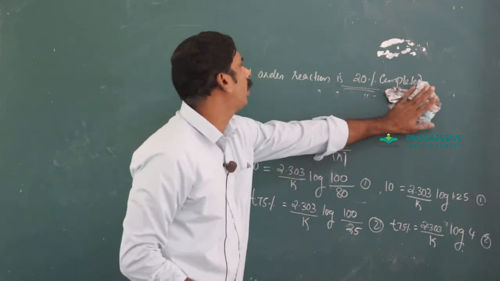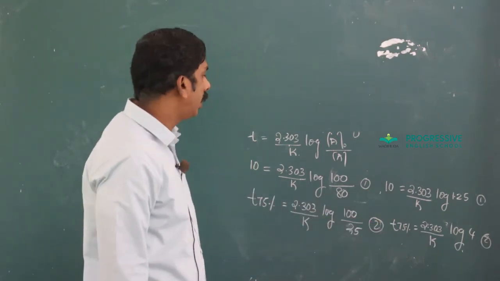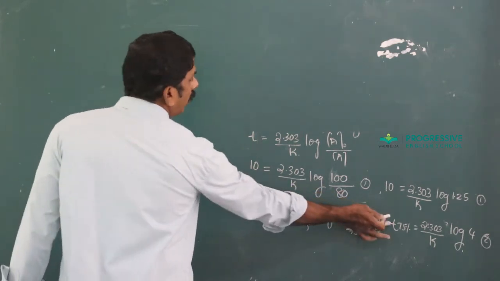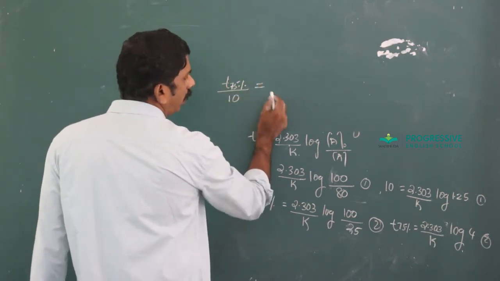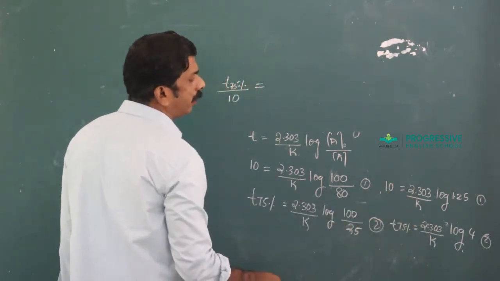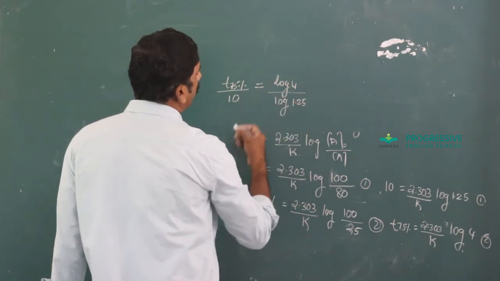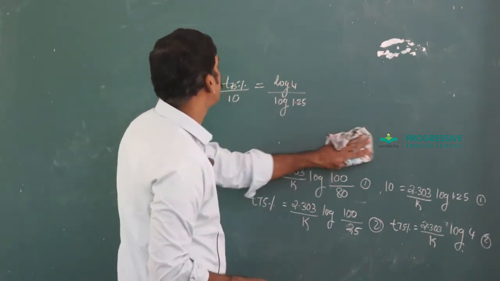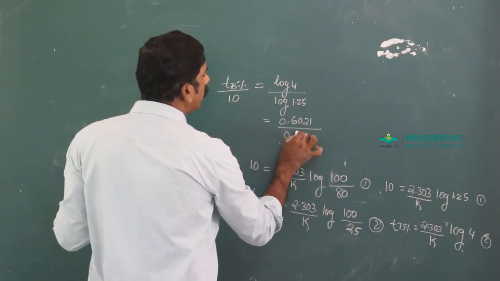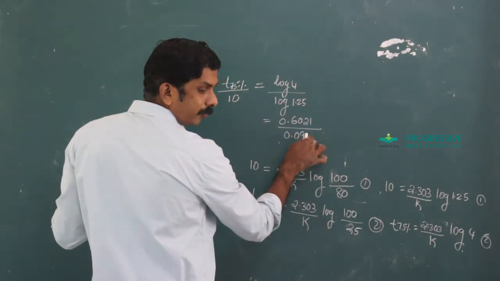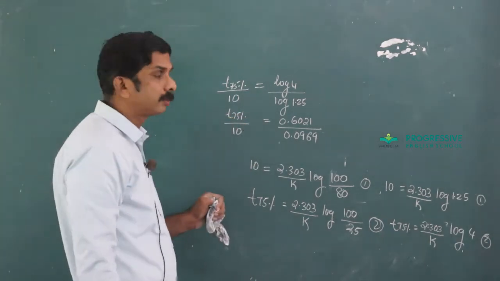And what about the equations? We have two equations. Equation 2 divided by equation 1 is T 75% divided by 10 equal to log 4 divided by log 1.25, as this 2.303 by K gets cancelled. Log 4 is 0.6021. Log 1.25 equal to 0.0969.